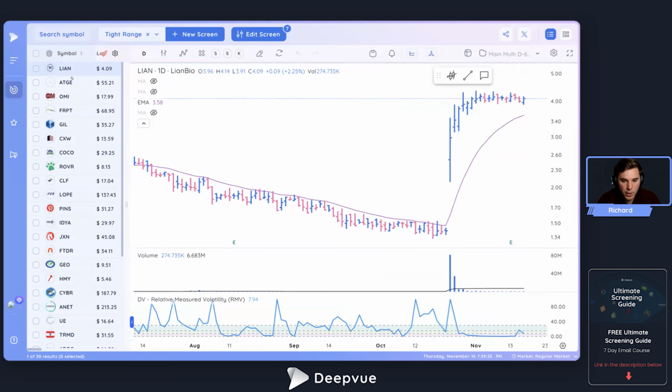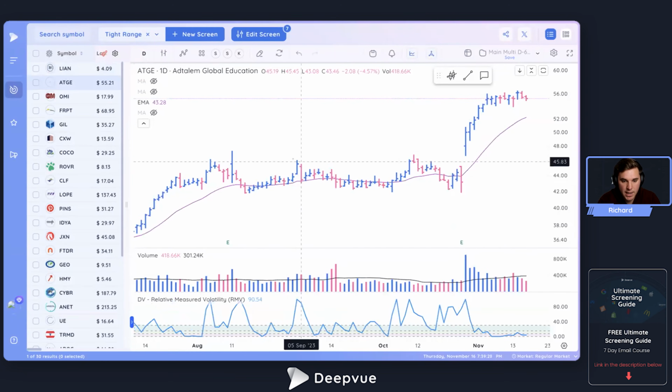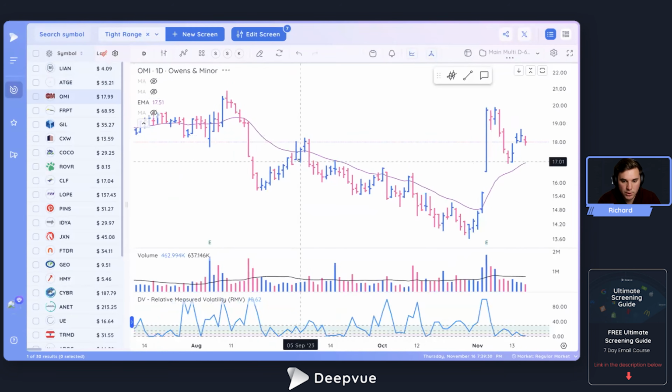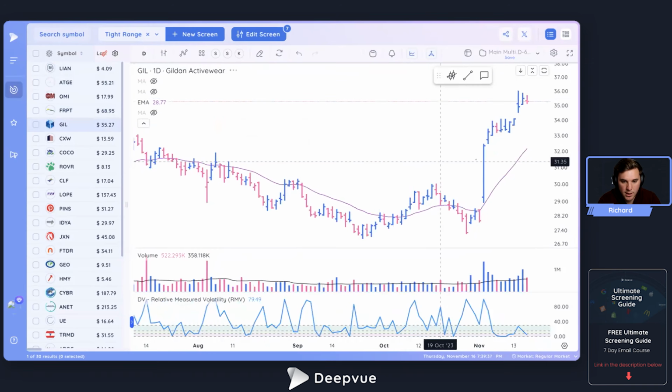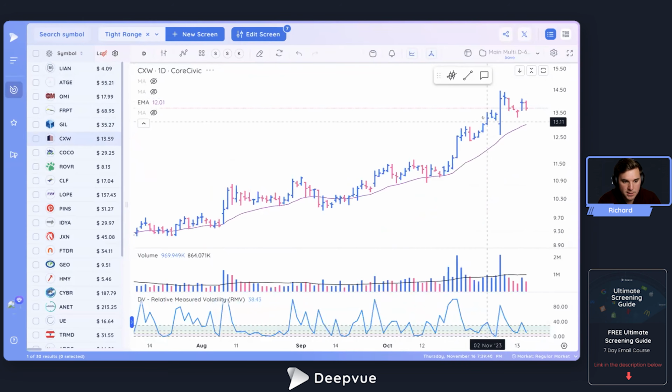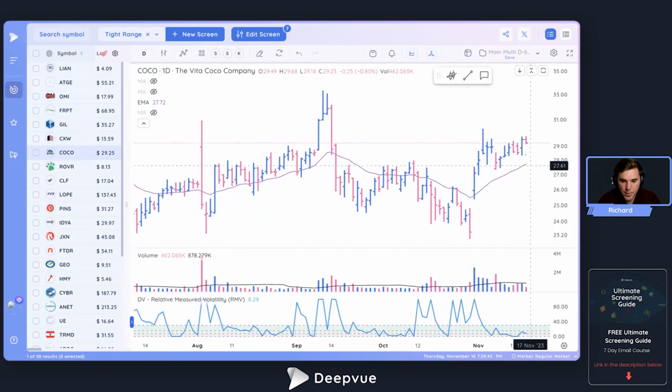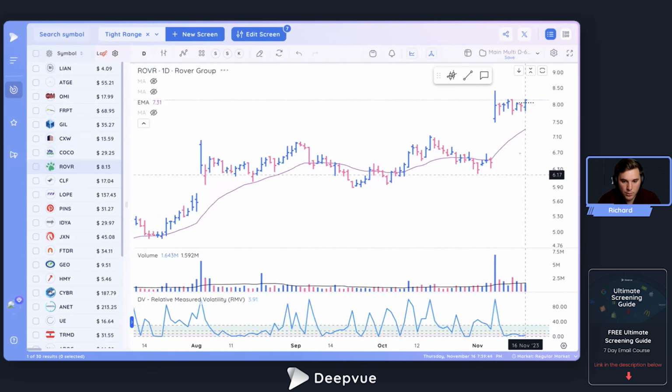And depending on where we are in the market cycle, we'll get different types of results here with the screen. But you can see all of these, the last few bars are tightening up nicely. FRPT, GIL, you can see this is a double inside day here. And it gets tighter and tighter. And depending on where these are within their cycles, you can see that this is a gap up that then tightened.